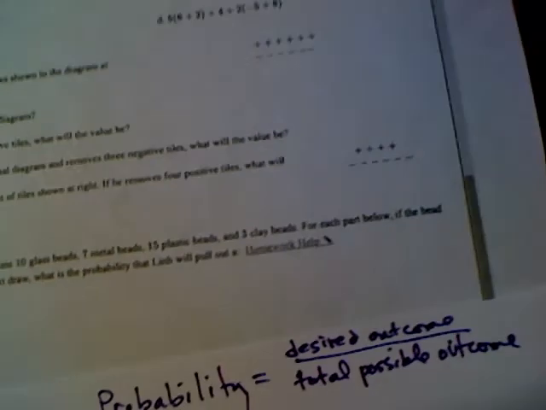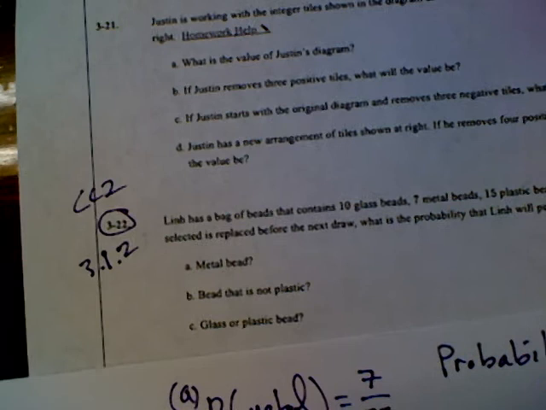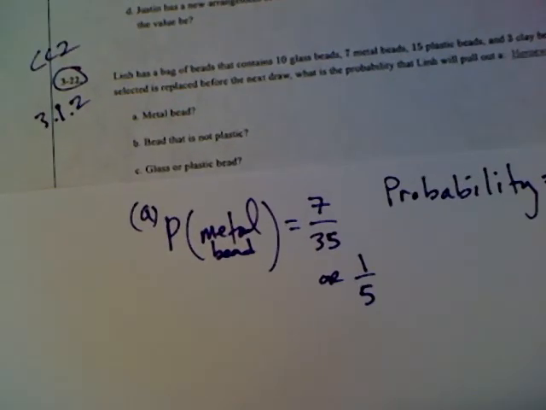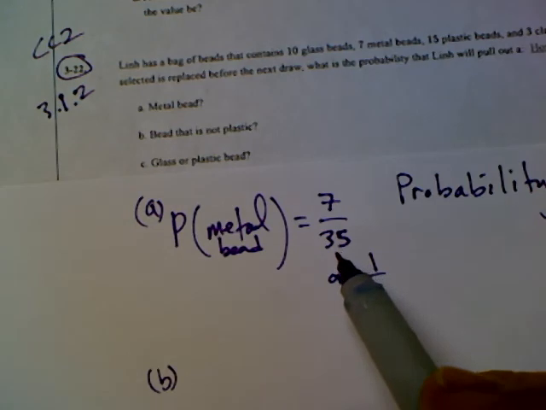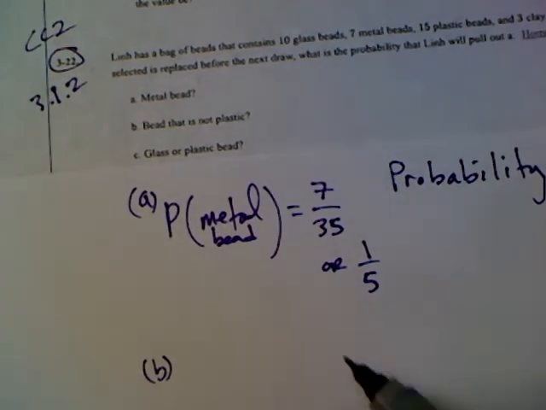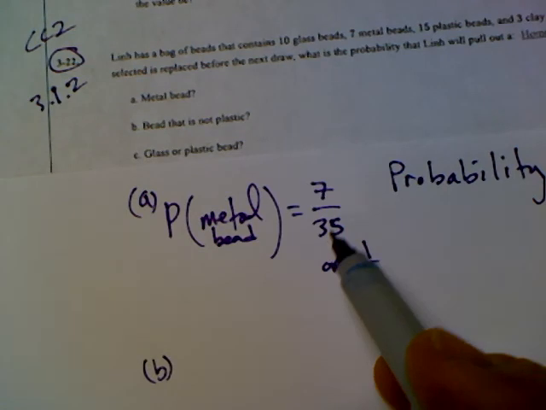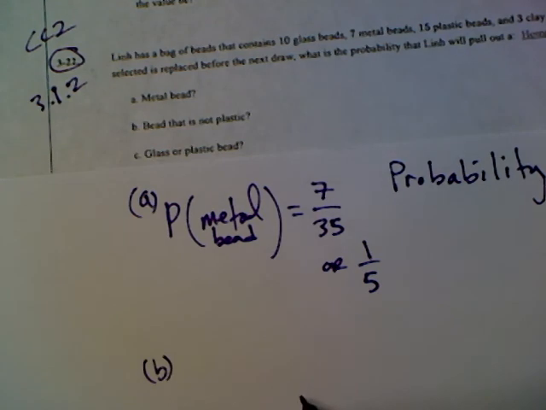Now, it did say in here for each part, if the bead selected is replaced before the next draw. Okay, so why did they put that in there? Because at this point, we want to know for part B, is our total different? The total possible doesn't change. The total is still going to be 35. If I wasn't going to replace the bead, like if once I draw one and I don't put it back in the bag, my total would be 34. But because I'm replacing it, putting it back in the bag, my total stays 35. So that's why they put that in there.